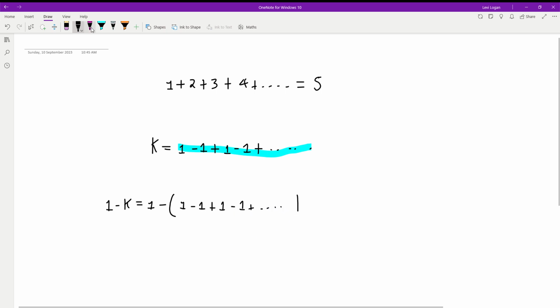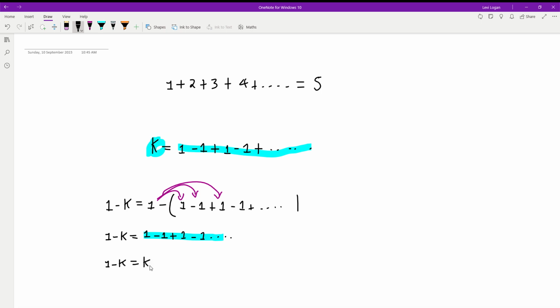If we distribute the negative to all the values here, let's see what we get. We get 1 minus K is equal to 1 minus 1 plus 1 minus 1 and so on and so forth. And what you can see is this is just K. So 1 minus K is K. That means 1 is equal to 2K, so K is a half. Which is a bit weird, but let's take a look at it from another perspective.